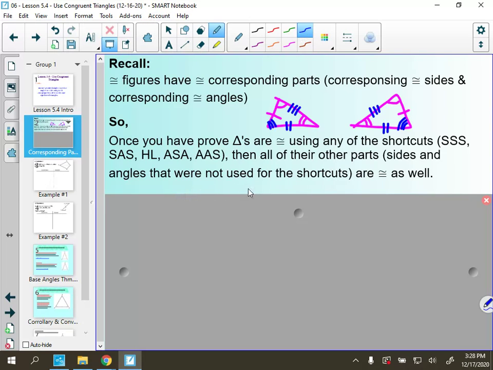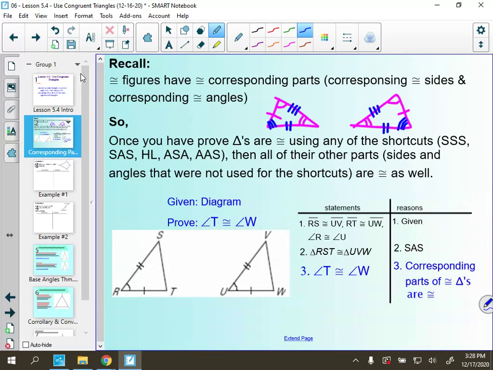Our new reason, our new explanation, is a property that's really just a different way of stating the definition of congruent figures. You can see it a little more formally here in the proof. We were given all this information, and we said triangle RST has to be congruent to triangle UVW by the SAS congruence shortcut. Then after that, we could say angle T has to be congruent to angle W because corresponding parts of congruent triangles are congruent.